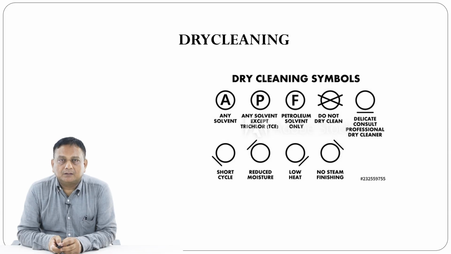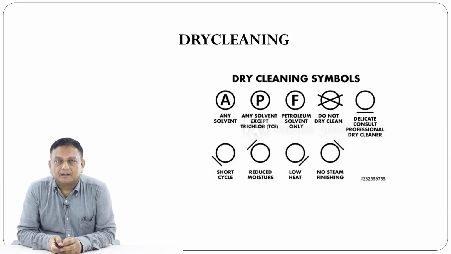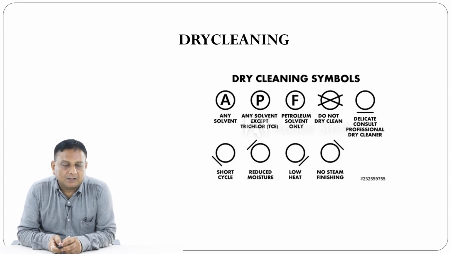Now dry cleaning, you can see any solvent A, then any solvent except trichloroethylene P, perfluoro or petroleum product. There are also different symbols, like low heat, short cycle. The symbols represent the temperature or the different terminologies that are being used.